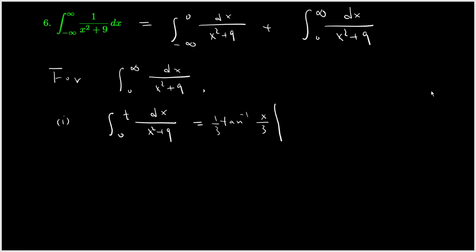Okay, I will take that as my antiderivative is right. It's probably right. And then you plug in t. You plug in 0. The value of inverse tan at 0 is equal to 0. So all we need is to compute 1/3 of inverse tan of t over 3.